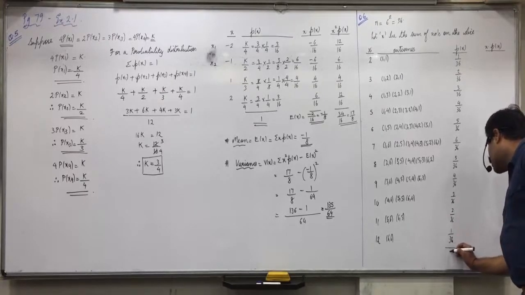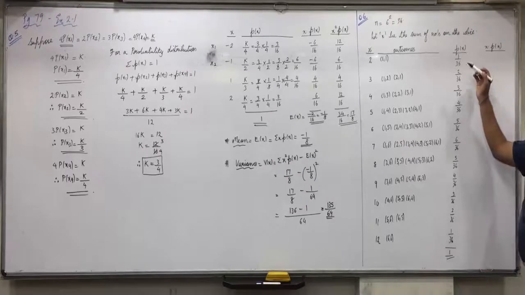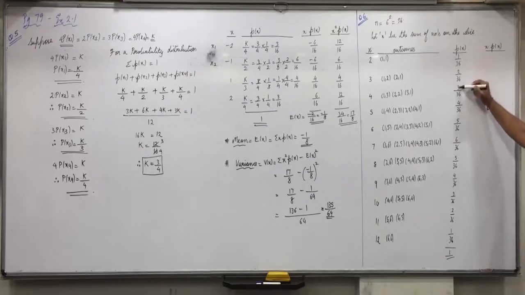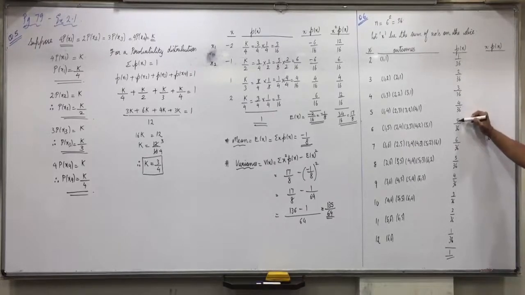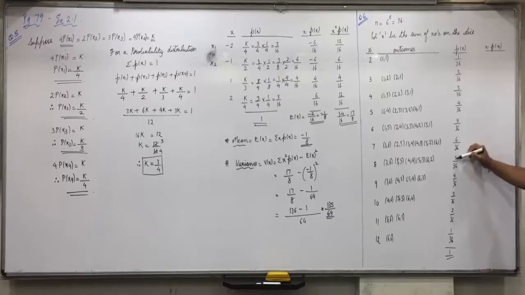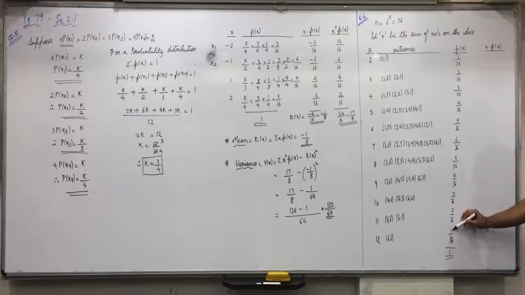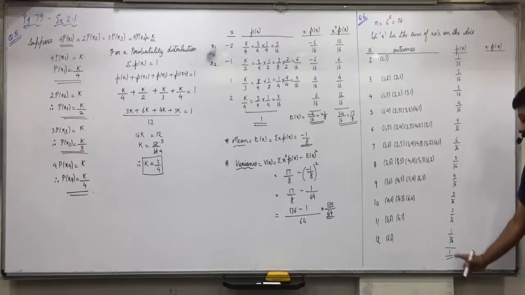Total must come 1. See here. 1 plus 2, 3 plus 3, 6 plus 4, 10 plus 5, 15 plus 6, 21 plus 5, 26 plus 4, 30 plus 3, 33 plus 2, 35 plus 1, 36. 36 by 36 is 1. All are clear with it?